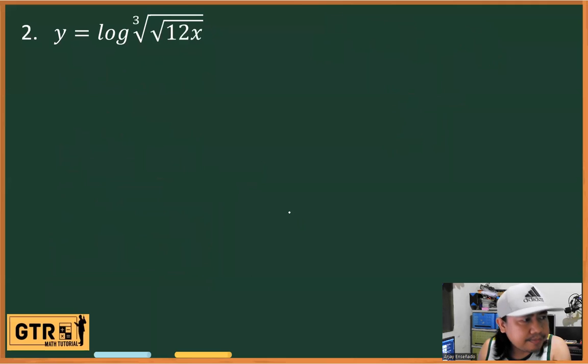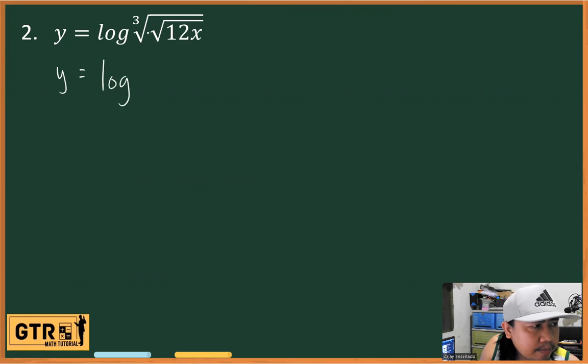Okay, so next, number 2. Y equals logarithm of cube root of square root of 12x. So again, before we use our formula, simplify first. So cube root is equal to 1/3, and square root is equal to 1/2. So we have logarithm of 12x raised to cube root, that is 1/3, and then we have square root of 12x. Square root of 12x can be written as 12x raised to 1/2.